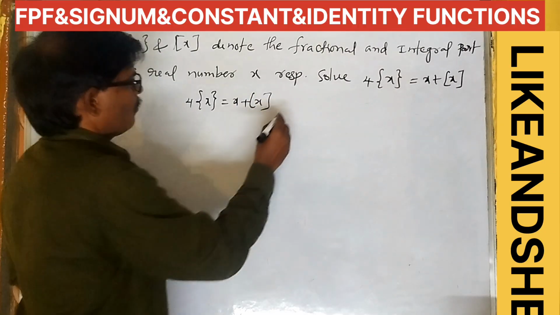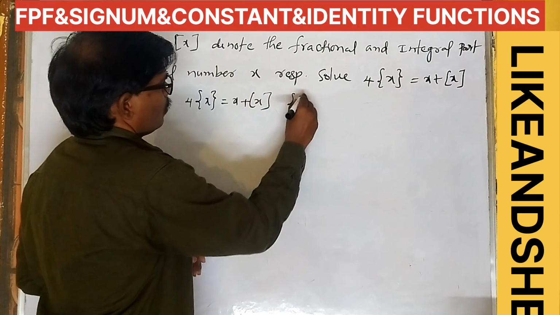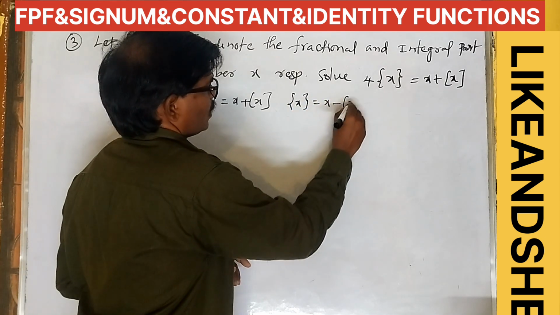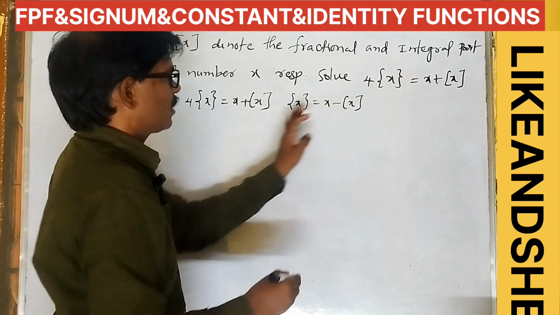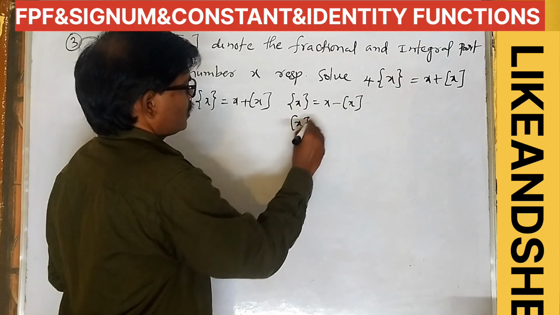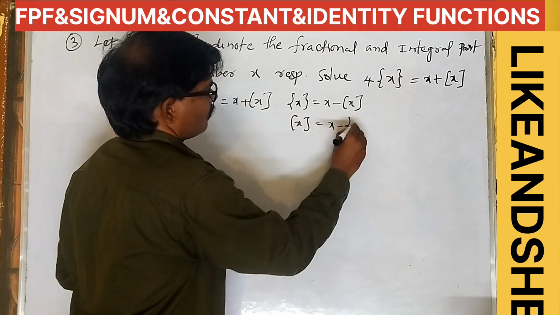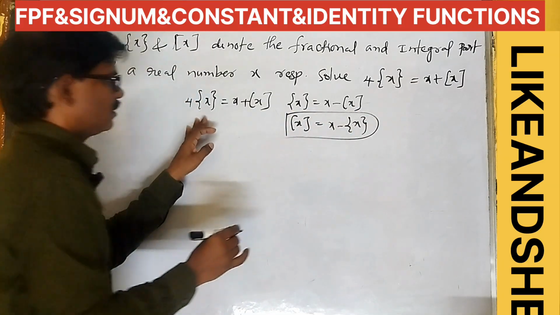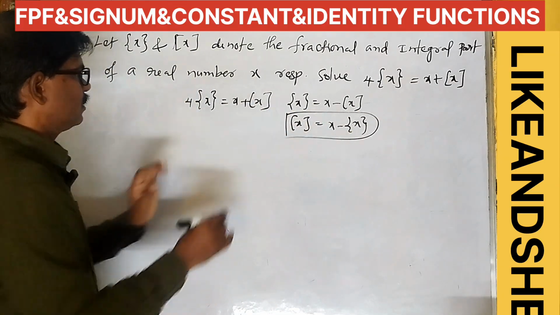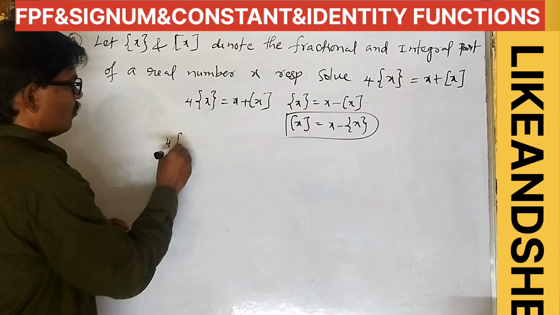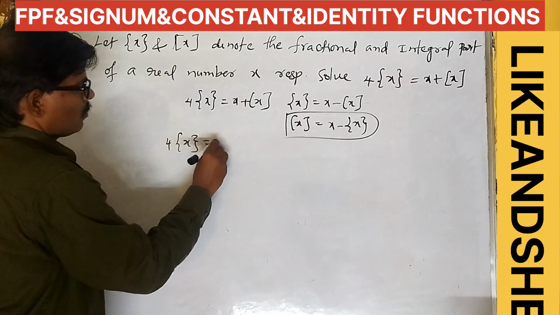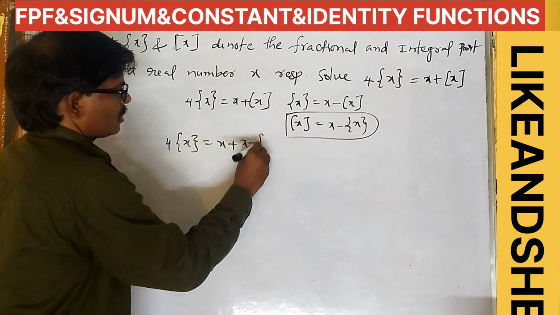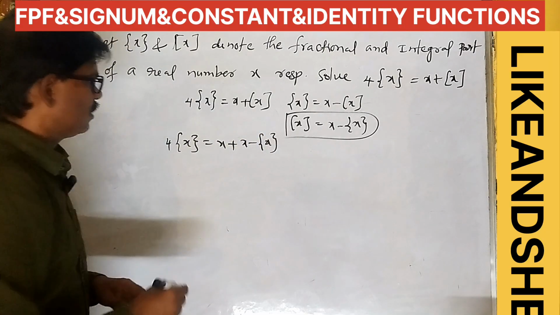What is the formula? The fractional part of x is equal to x minus [x]. So what is the value of [x]? [x] is equal to x minus the fractional part of x. Writing this in place: 4{x} = x + [x] = x + x minus {x}.